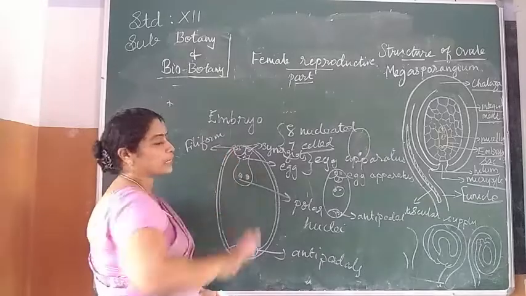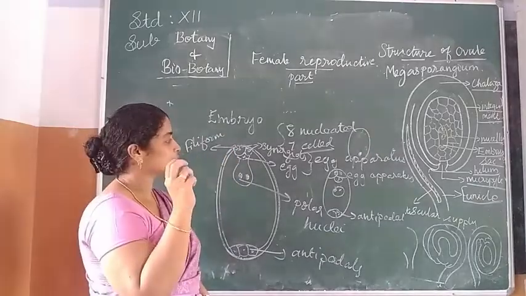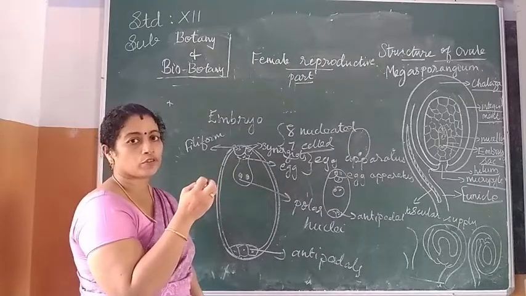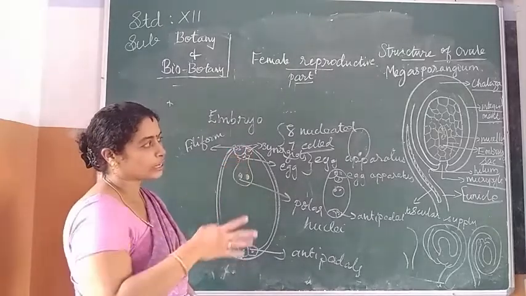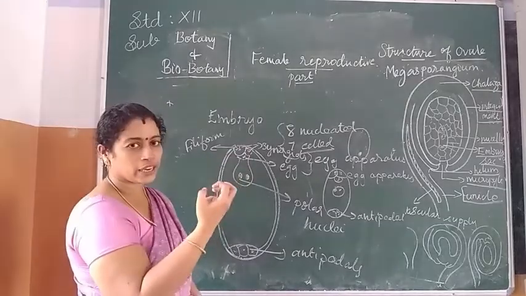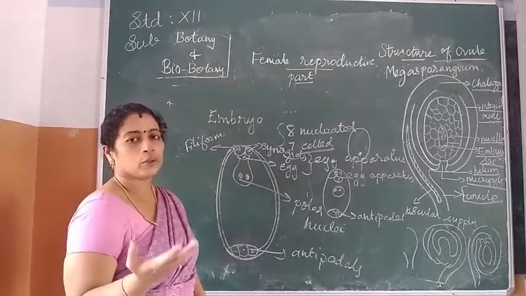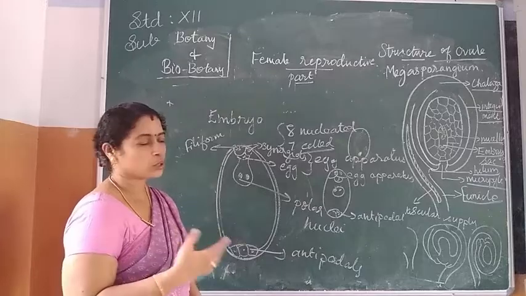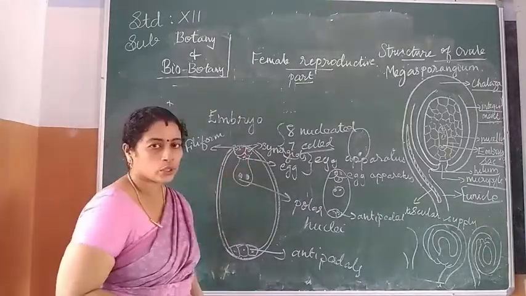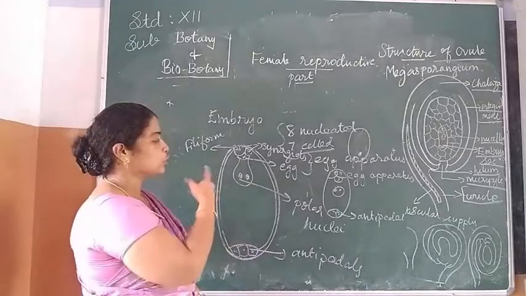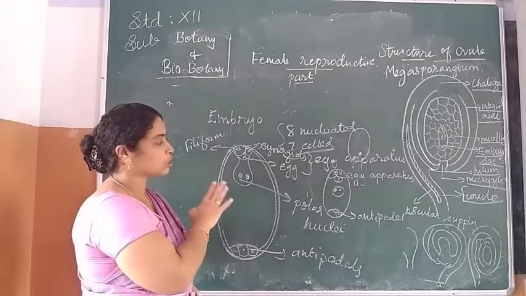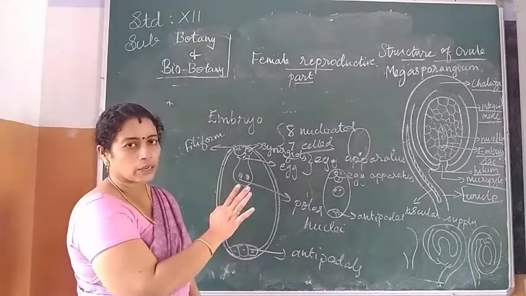Then the filiform apparatus is present near the synergids, which helps in the absorption of nutrients. The embryo sac is present inside the nucellus, and the nucellus provides nutrition to the developing embryo. So the embryo sac will absorb the nutrients from the nucellus tissues with the help of this filiform apparatus. So this is about the structure of the embryo sac.